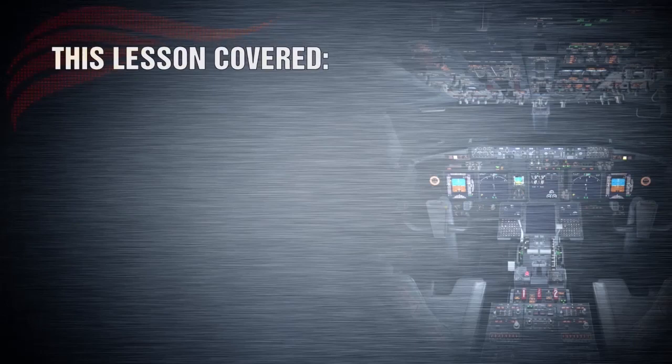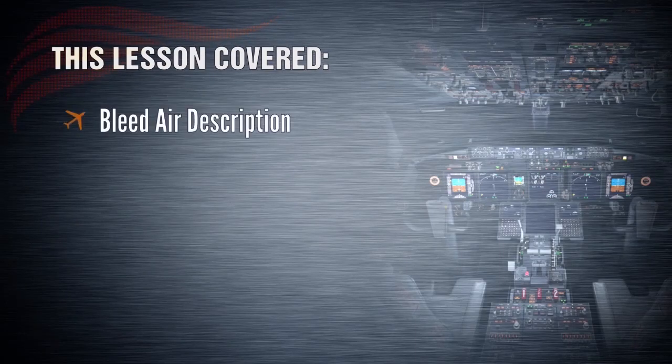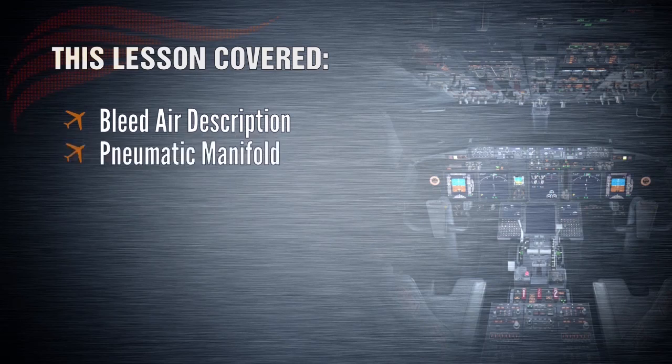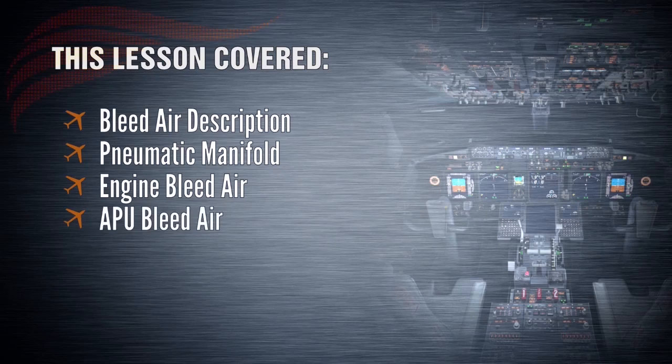This lesson covered the following topics: bleed air description, application, and sources, pneumatic manifold, engine-supplied bleed air, APU-supplied bleed air, ground air connection. Stay tuned for the following lesson on the 737 air conditioning system.